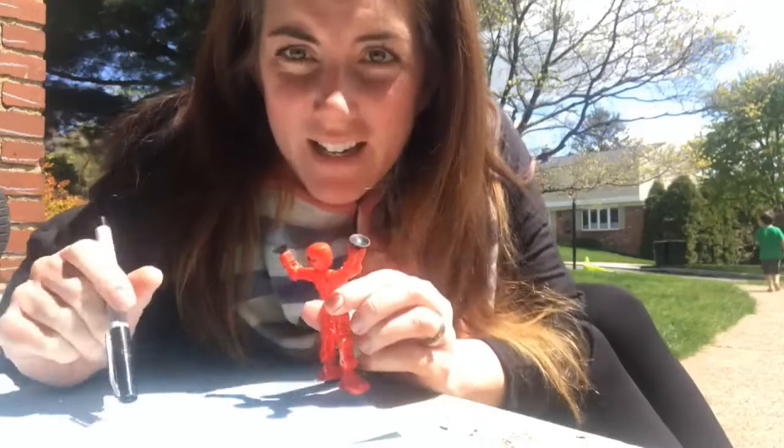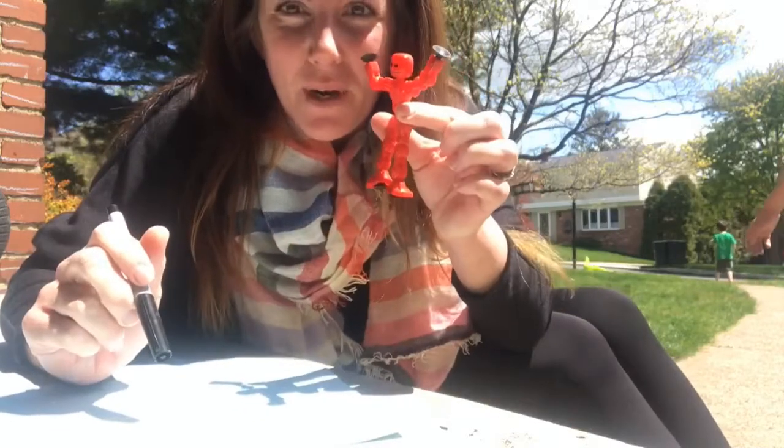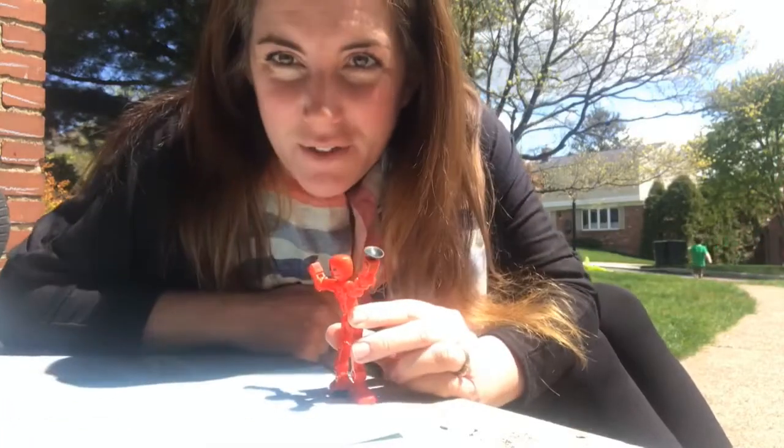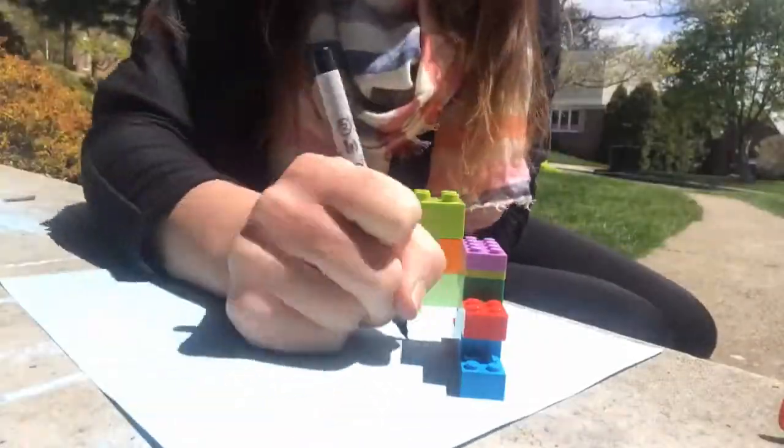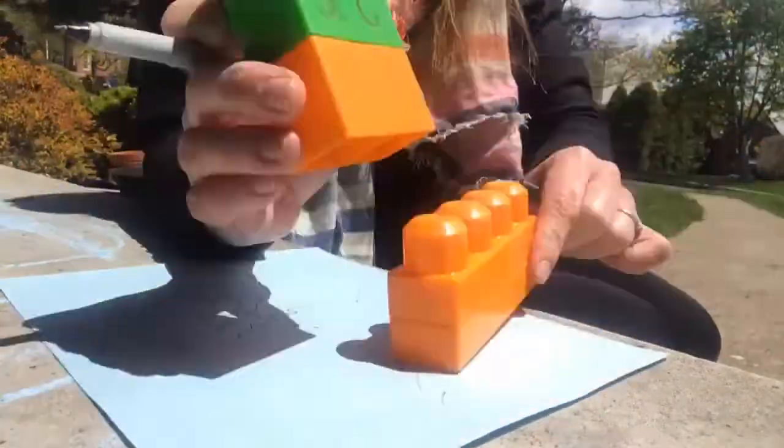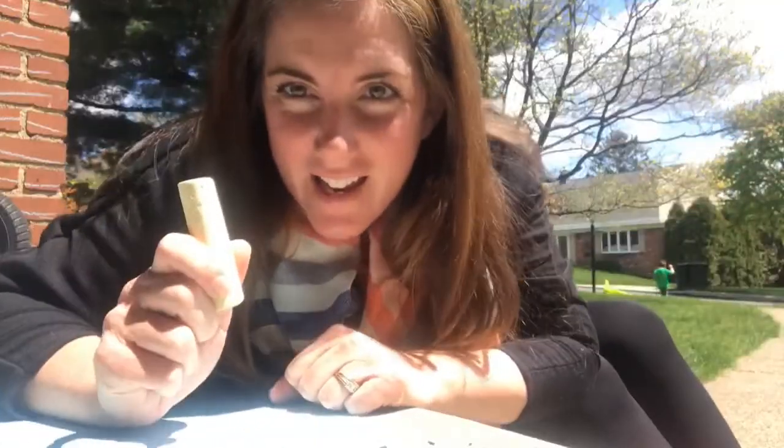Now it's time for you to be creative with some of the things that you have around your house. Now, if you have a sunny day like today, you can bring your materials out and you can trace your shadow using the sunshine. And if you have sidewalk chalk, you can use that too. It's even fun to trace people's shadows.